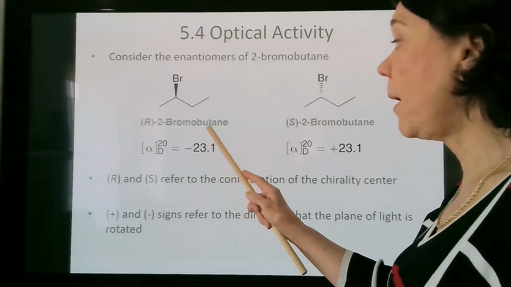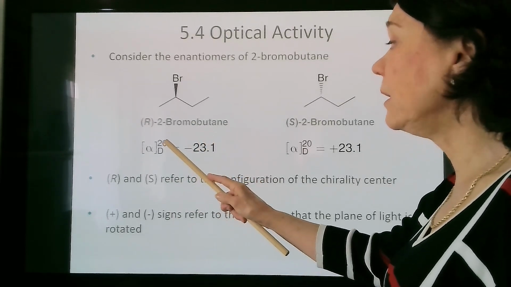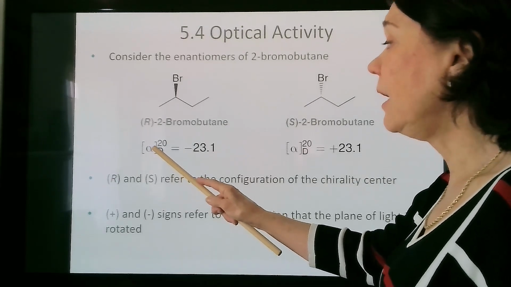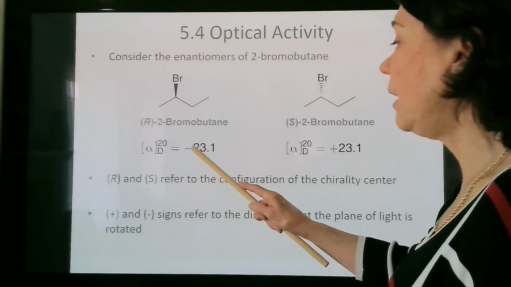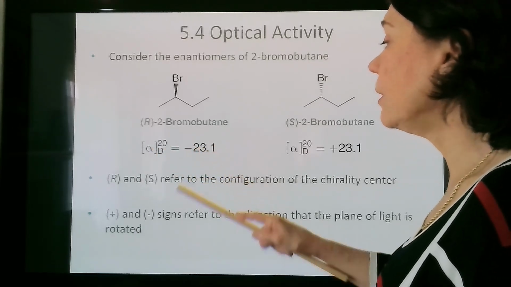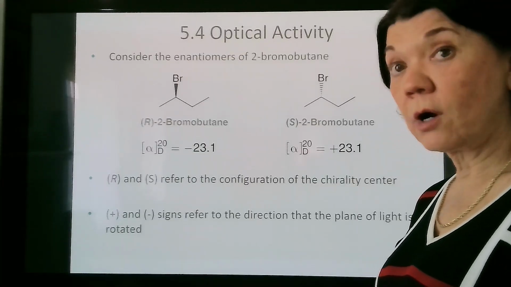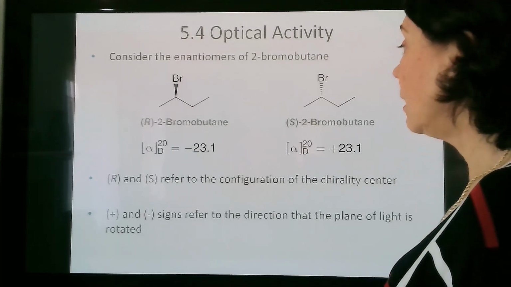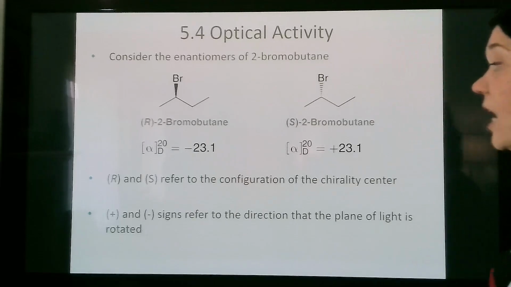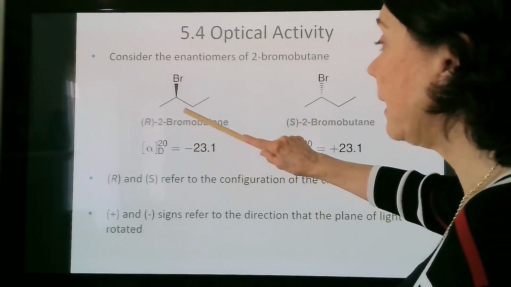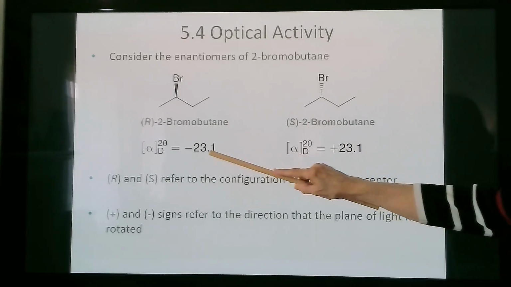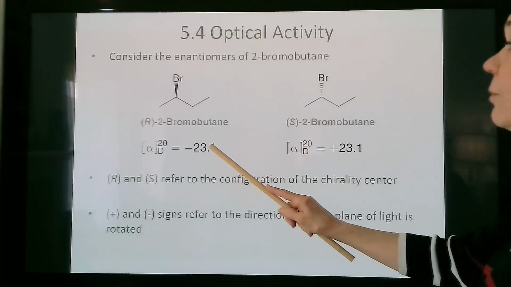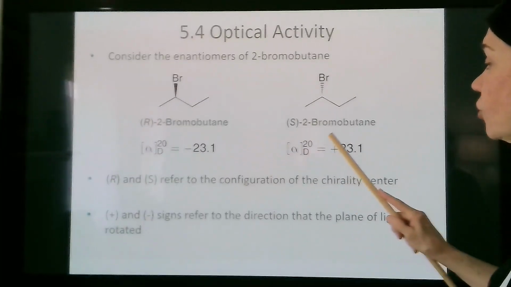When this was measured in the polarimeter at 20 degrees and using the sodium D line as the wavelength, the rotation was found to be minus 23.1, and that would be 1 gram per ml in a 1 decimeter sample tube. And so this corresponds to that compound, and notice since this one is negative, that one has to be positive. This one corresponds to that, okay? So they're going to be in equal but opposite directions for rotation.